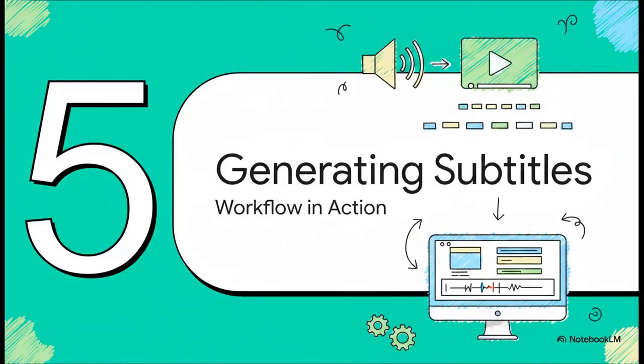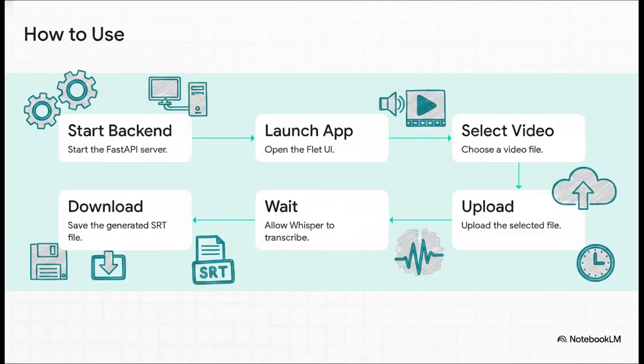Which brings us to the fun part. Section 5, generating your subtitles. This is where you reap the rewards of all that setup. With both your engine and dashboard running, you simply use the visual interface to select a video file and hit upload. The app routes it to the backend, Whisper does its AI magic, and you just sit back and relax. Moments later, you click download and boom, you have a perfectly formatted, ready-to-use SRT file.